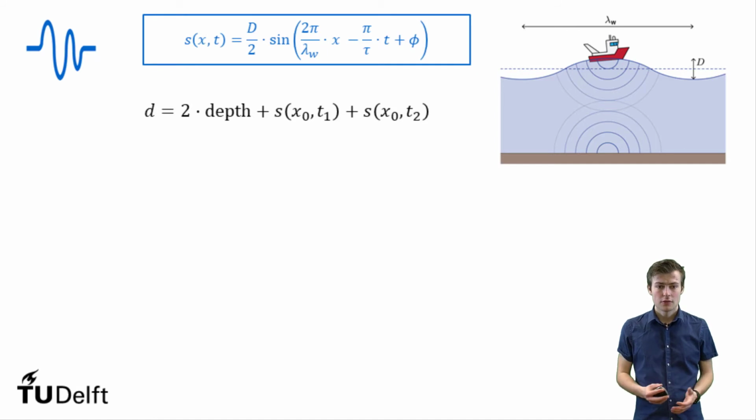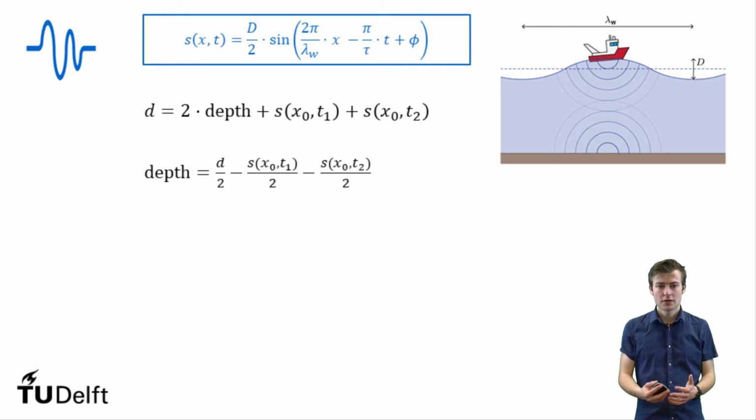Well, we can rewrite it to obtain that the depth of the ocean is small d divided by 2 minus the height of the boat at t equals t1 divided by 2 minus the height of the boat at t equals t2 divided by 2.